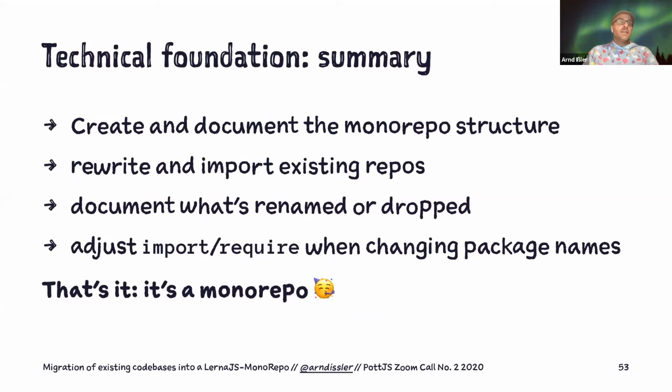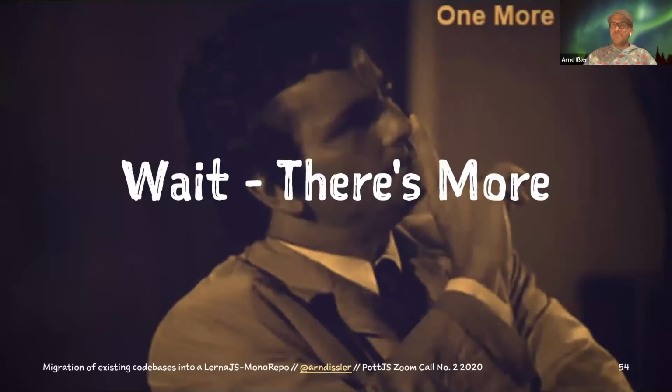So technical foundation, the summary. Create and document the MonoRepo structure so everyone is aware of what is where to find, and rewrite and import the existing repos. Check if everything works. Document what files you maybe have dropped or renamed, what is where. Yeah, and technically you're done. It's a MonoRepo. So congratulations. But there's more.